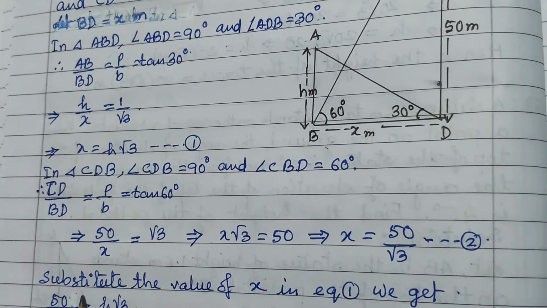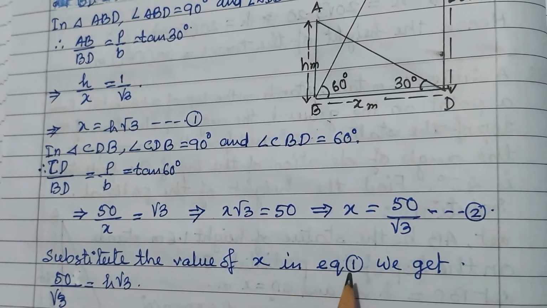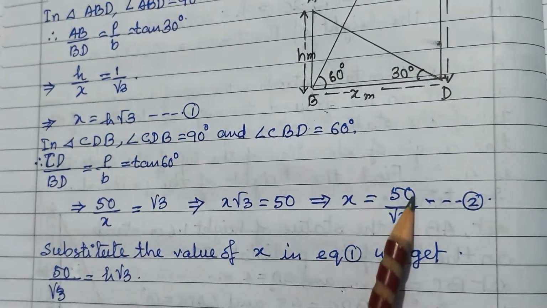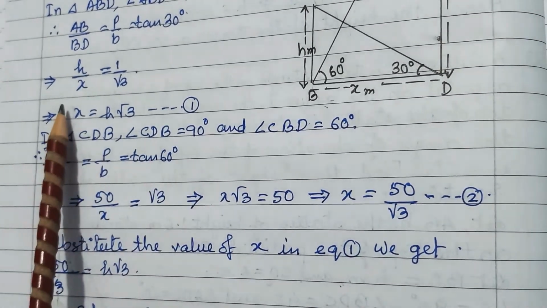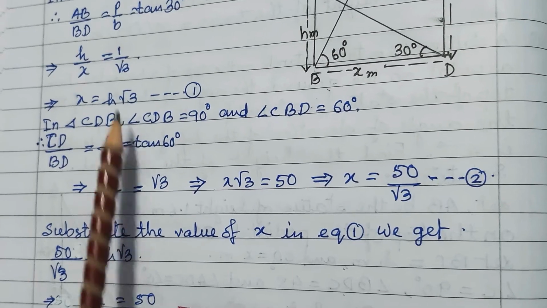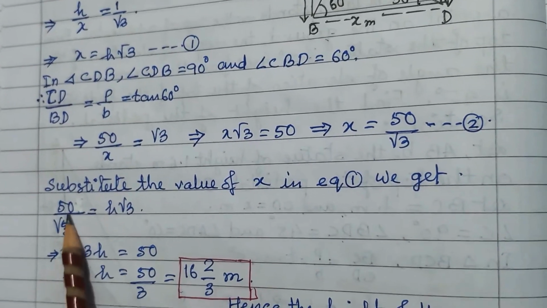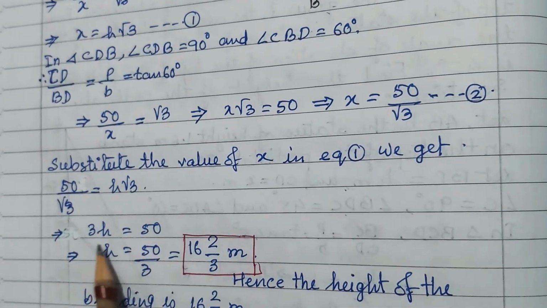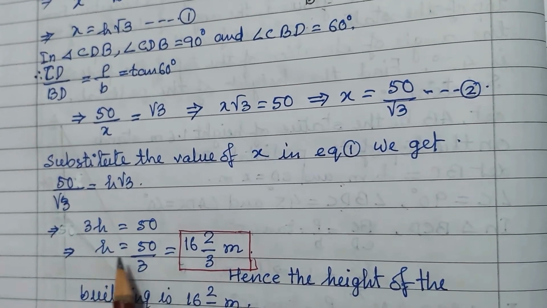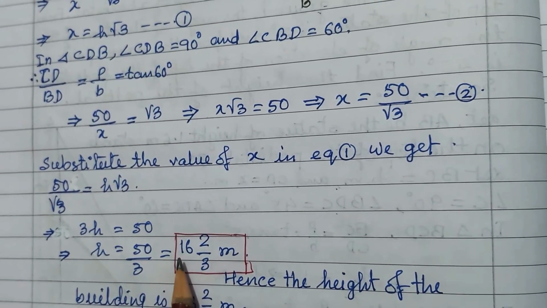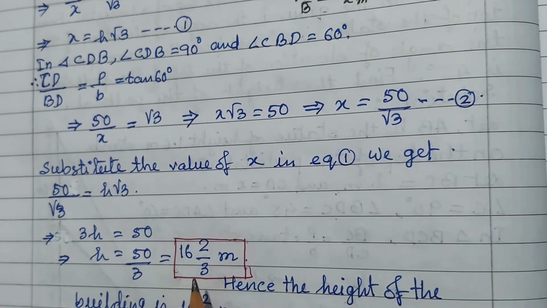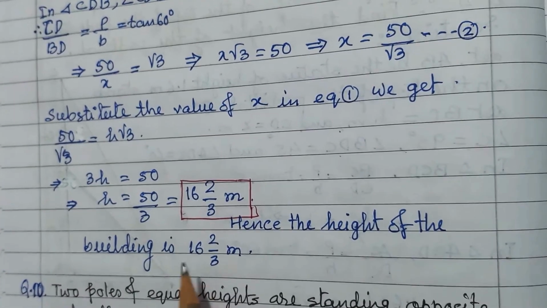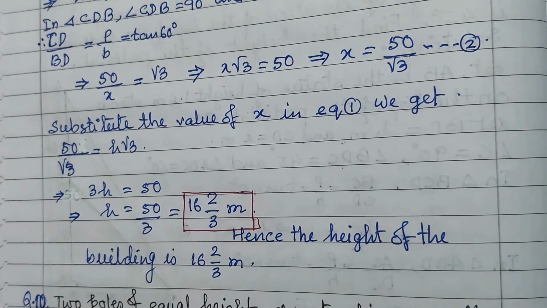Next, substitute the value of x in equation 1. Here you substitute the value of this x. So 50 upon root 3 is equal to h root 3. That I have done here. Cross multiply: h into 3 is equal to 50. h is equal to 50 upon 3, that is 16 whole 2 upon 3 meter. So hence the height of the building is 16 whole 2 upon 3 meter.